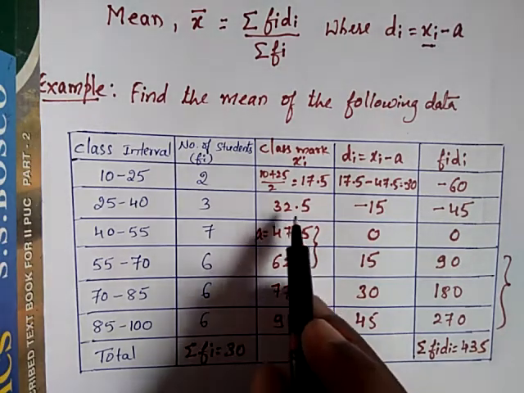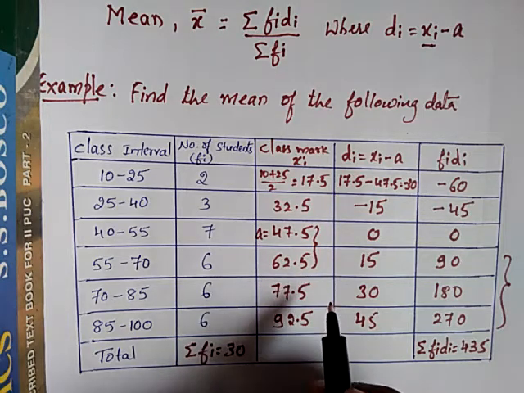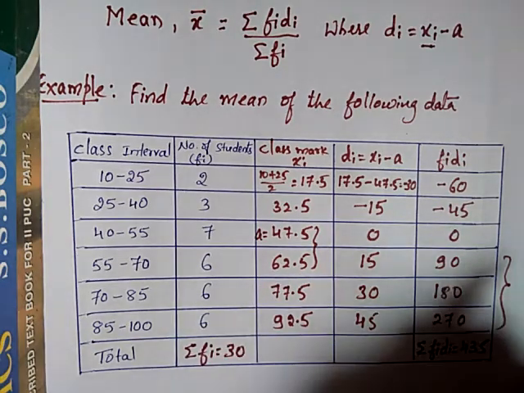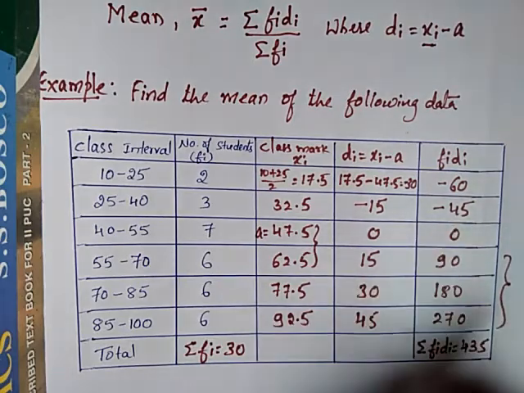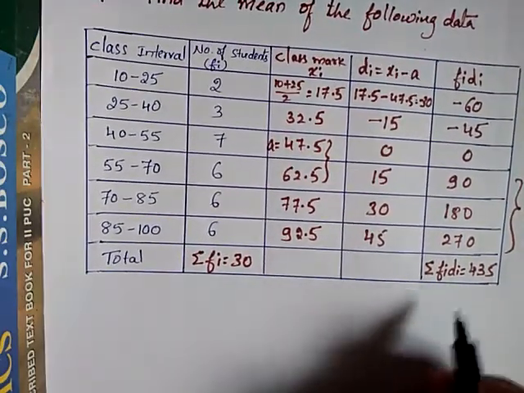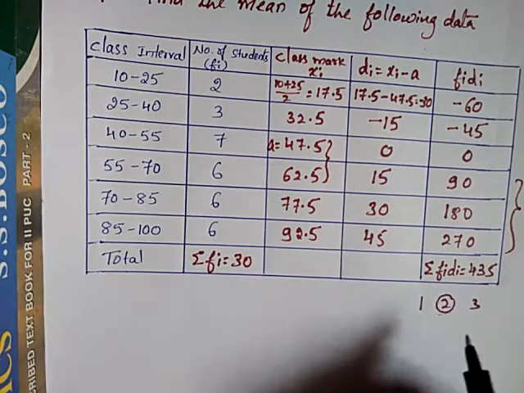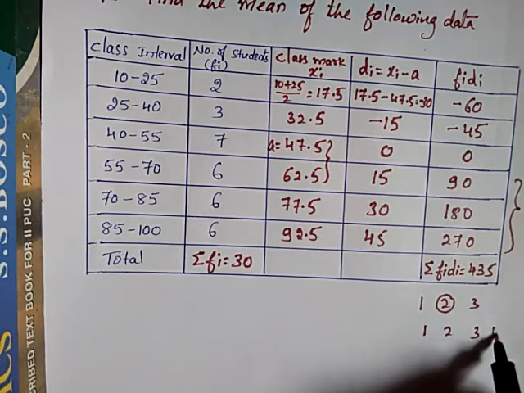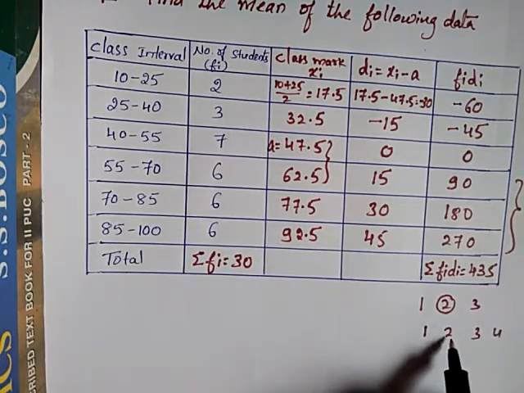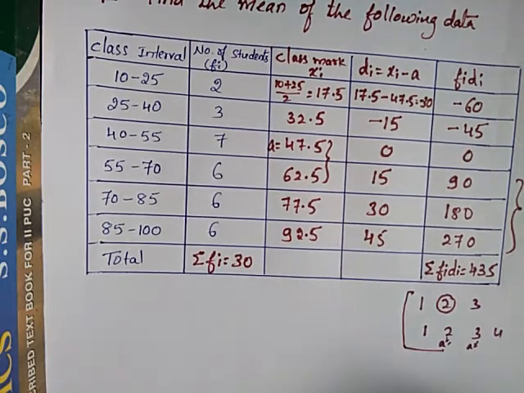So I hope if it is an even number, you take the middle two numbers, any one as a you consider. If it is an odd number, the middle one you can take. For example, suppose class marks are like this: 1 2 3, so this is an odd number, so the middle one will be a. Suppose 1 2 3 4 are the class marks, so the middle two will come, and you can consider either a is equal to 2 or a is equal to 3. This is for your understanding.